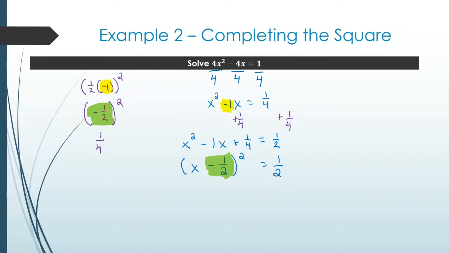So now we have something squared equals a number. Now we can solve using square roots. So this is a method from yesterday. So I'm going to take the square root of both sides. So the square and the square root cancel, so I'm left with x minus 1/2. And then on the right, we're going to get a plus or minus, and then the square root of 1/2. And we're going to take the square root of the top and the square root of the bottom. So the square root of 1 is 1, and square root of 2 is going to be a decimal. So I'm going to rewrite that as 1 over the square root of 2.